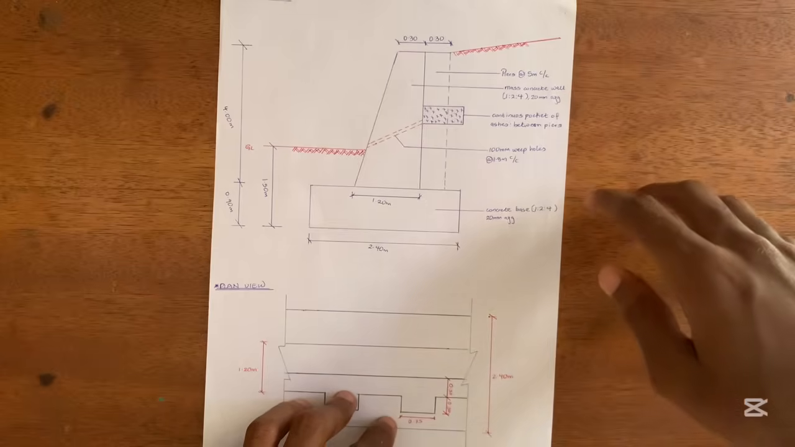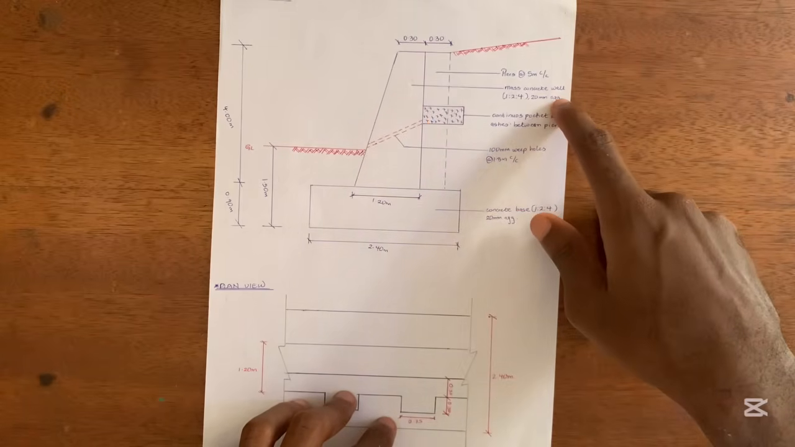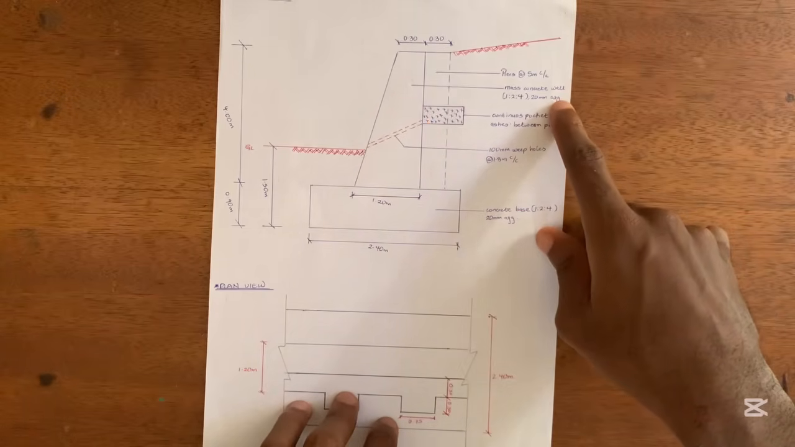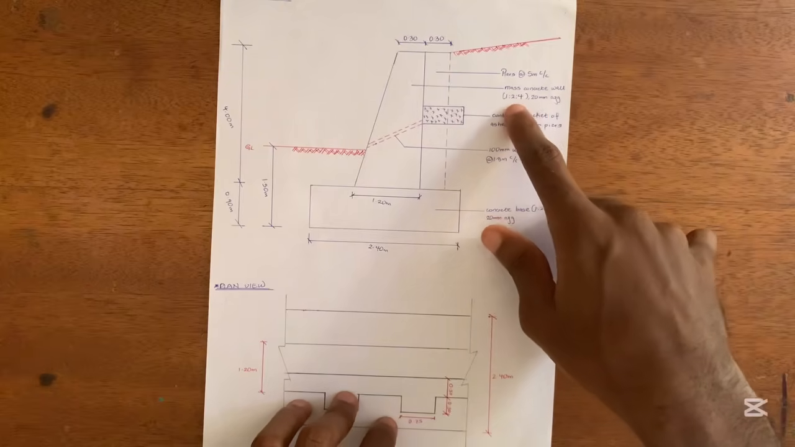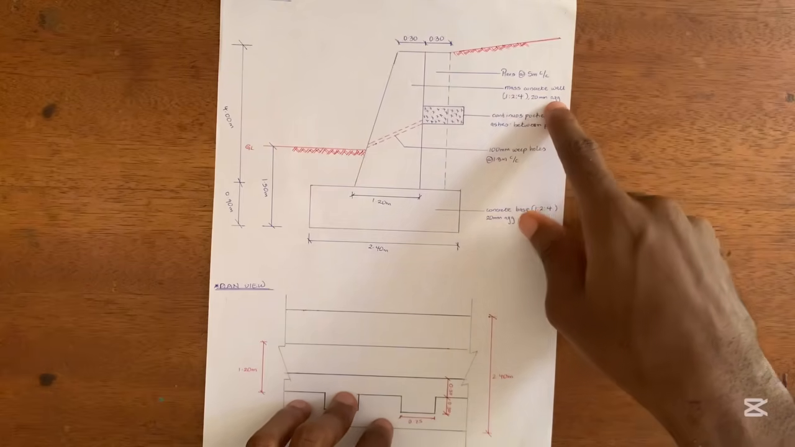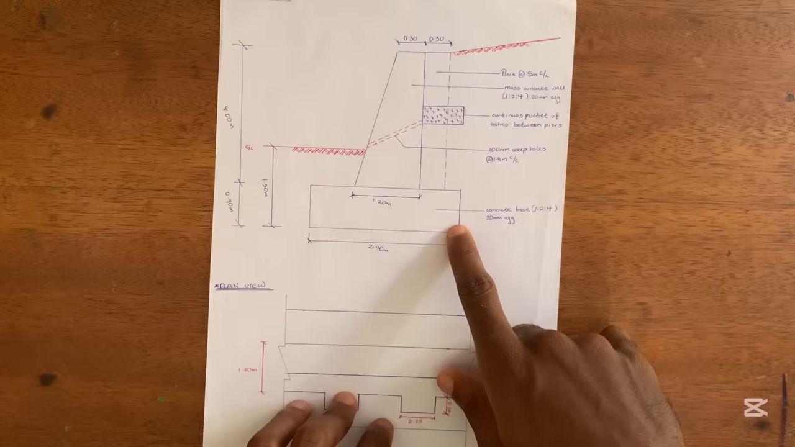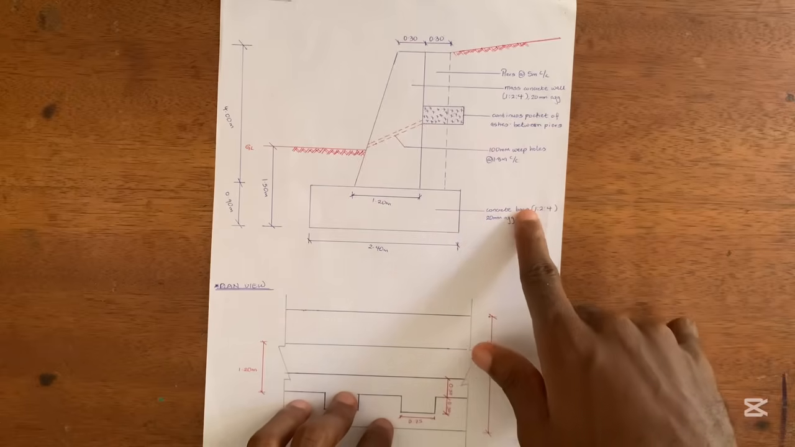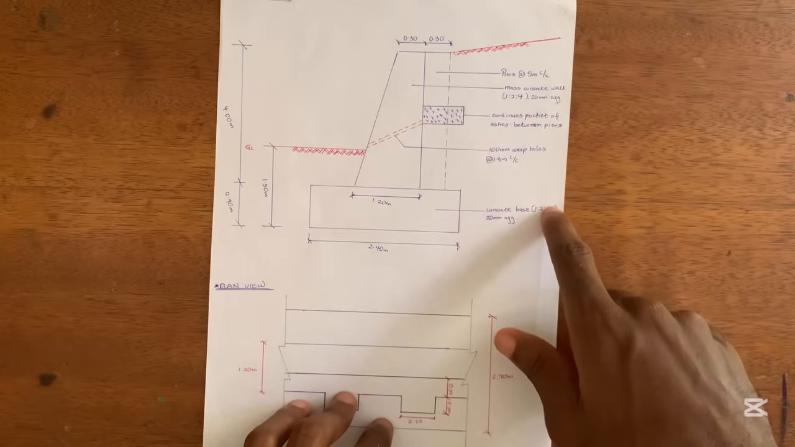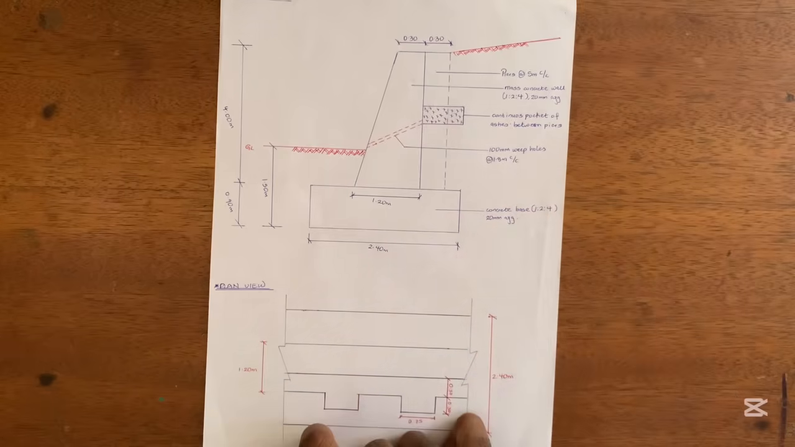Now, if you look at this, they say that what we have here is mass concrete, a mass concrete wall, not a reinforced concrete wall. So the mix ratio is 1:2:4, and is 20 mm aggregates. Similar to the base of the retaining wall, the concrete base is 1:2:4, 20 mm aggregates.